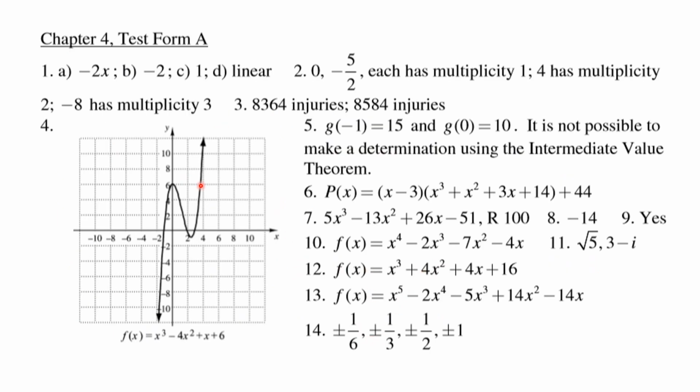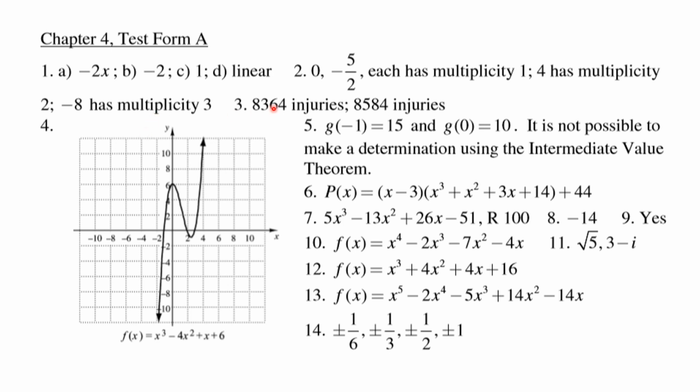Okay, so what we have here is the answers to number 1: -2x, -2, 1, and linear. So that means that's worth 4 points, and so those are probably 1 each. And here we have 0, -1/2, each has a multiplicity of 1, and 4 has a different multiplicity, and you should note that. In number, let's see, has multiplicity 2, I'm sorry. And -8 has multiplicity 3. Those are all answers to problem 2.